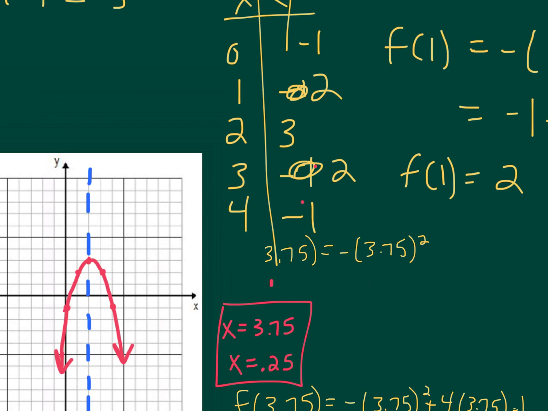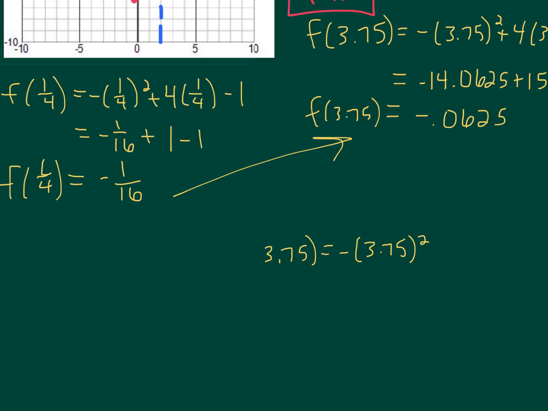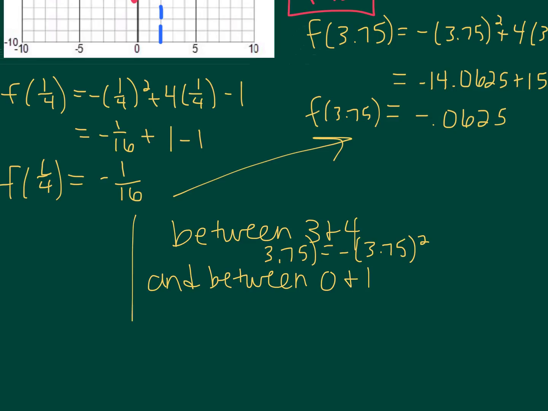So for your actual final answer to this one shouldn't have been that specific of an estimate, but we should have said between 3 and 4 and between 0 and 1. So when it asks you just to say the integers, do that. If it asks you to estimate to the nearest thousandth or 100th or something, which we're going to do next, make sure that you do that and follow the directions.